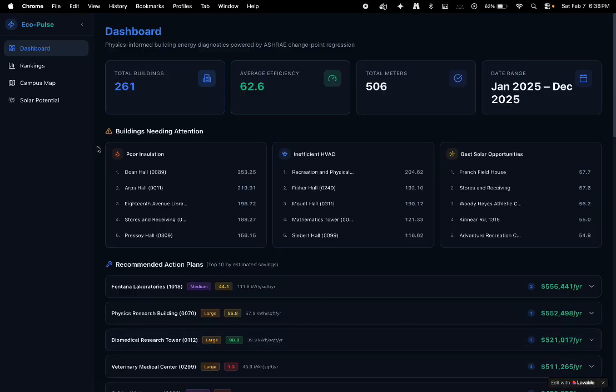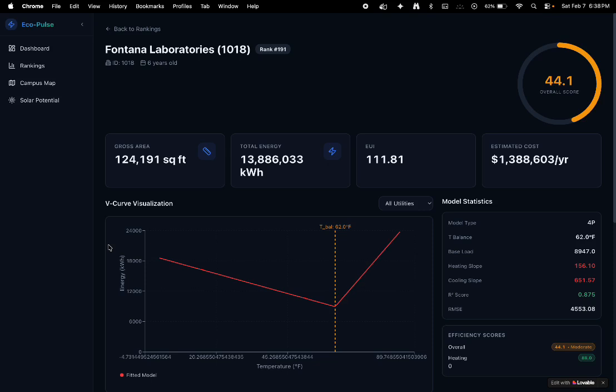We identified two main inefficiencies: poor insulation and inefficient HVAC systems. We found these by plotting energy consumption versus outside temperature for each building. This revealed a distinct V-shaped energy signature for every site, which we analyzed using ASHRAE change point regression. By mathematically isolating the slopes of the curve, we could physically diagnose the root cause of these issues.